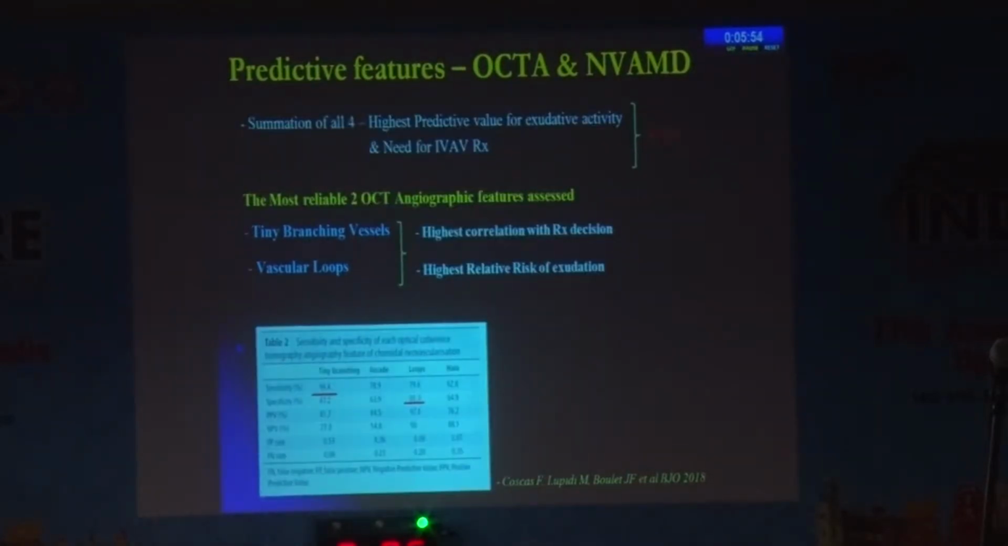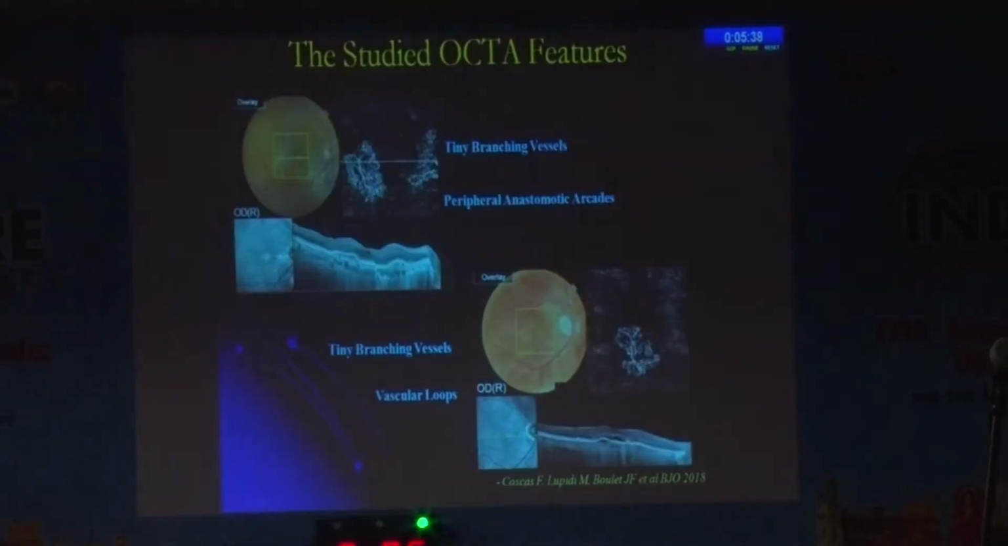A summation of all four of these yielded the highest predictive value for exudative activity, about 98%. The most reliable two of these were, of course, the tiny branching vessels and the vascular loops, which had the highest correlation with treatment decision as well as the highest relative risk for exudation. So these are the tiny branching vessels seen there, and the peripheral anastomotic arcades, the vascular loops within.